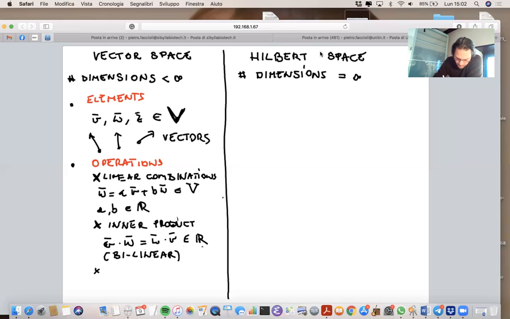And finally, we have the outer product, but we will not need that much.